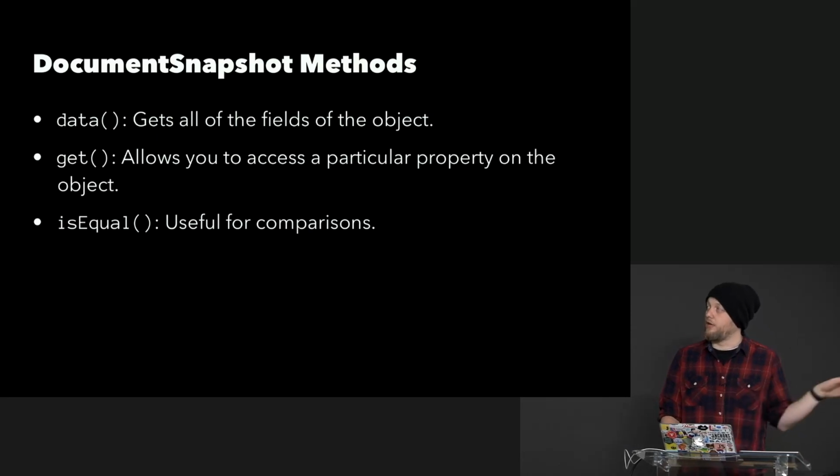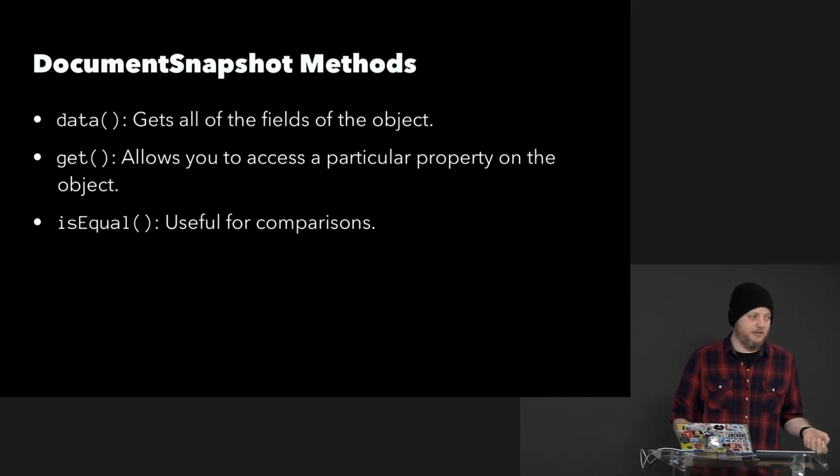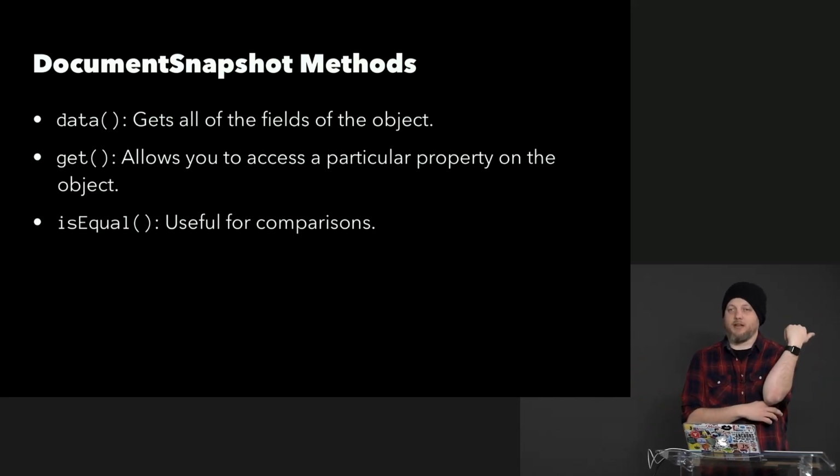Data will get you back all of the fields on the object. .get will get you back a single field on the object. So if you say .get first name, you will get the first name property on that object should it exist. And isEqual is useful for comparisons.